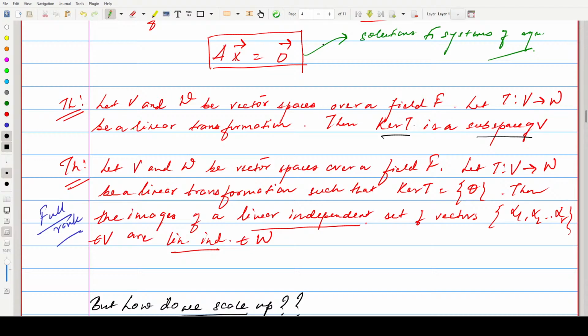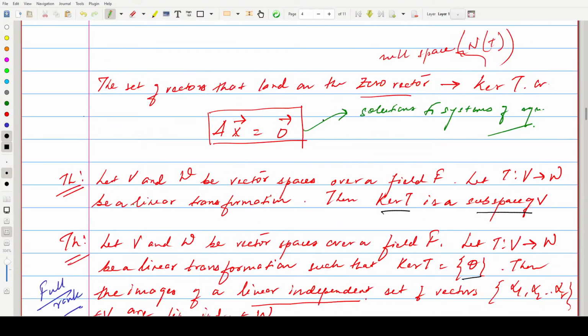So another theorem comes hand in hand with this. Let V and W be vector spaces over a field F. Let T be a transformation such that the kernel of T is theta. Then the images of the linearly independent set of vectors are linearly independent in W. So we have the same set of vectors which are independent.